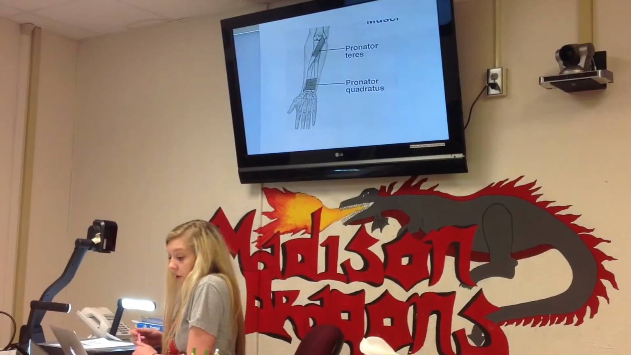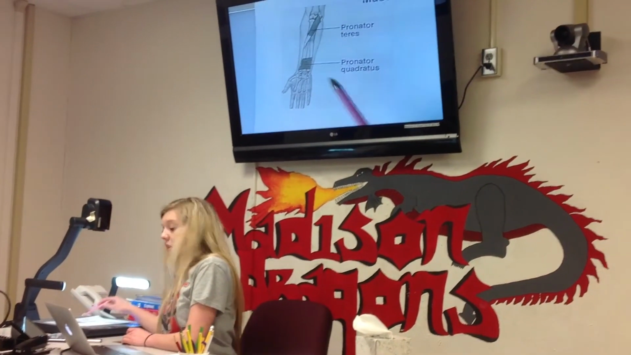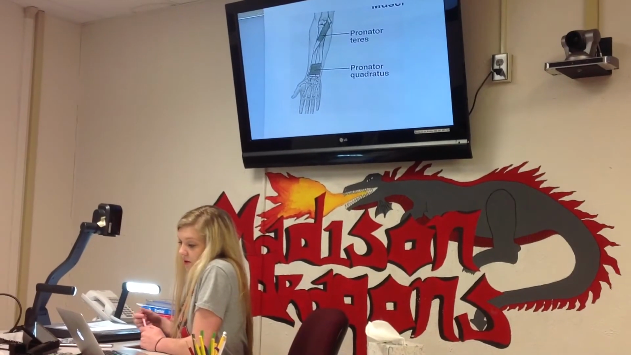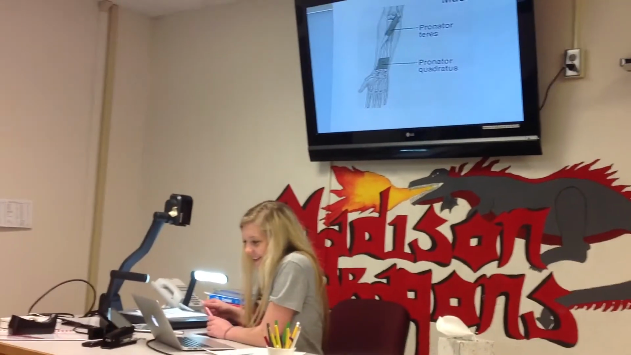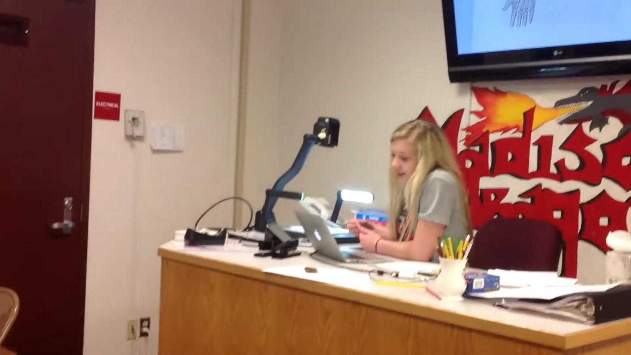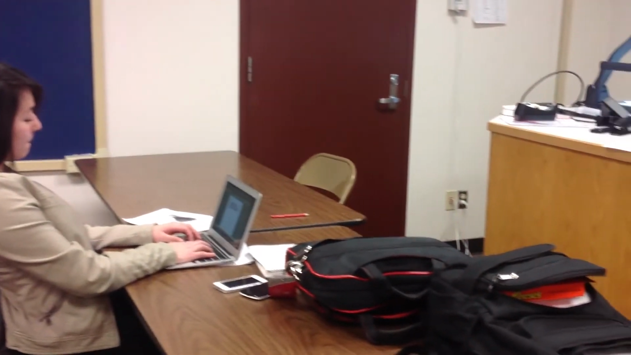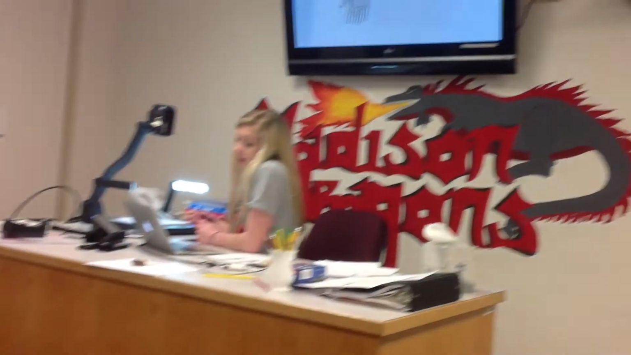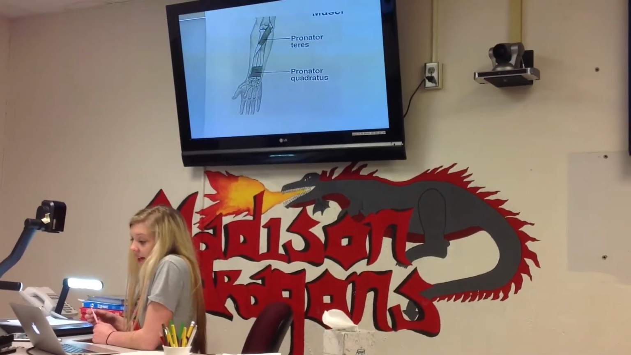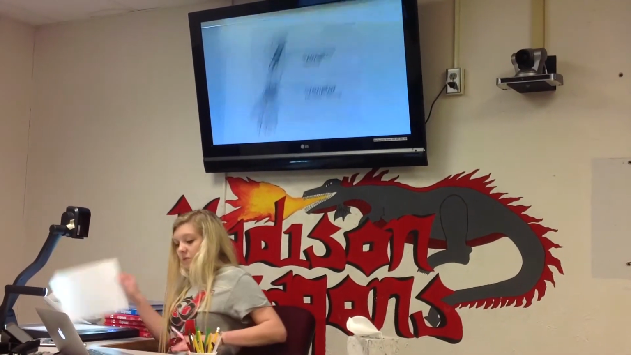And now for the pronator quadratus. The origin is the anterior distal end of the ulna. Its insertion is the anterior distal end of the radius. The action is rotates the forearm medially and pronates the hand. The agonist is the pronator quadratus, and the antagonist is the supinator muscle.